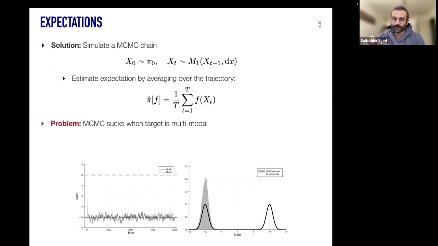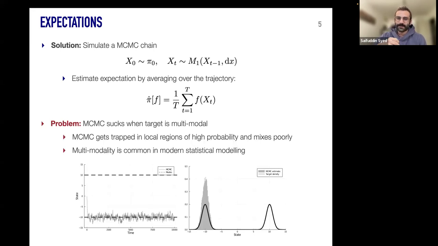MCMC works really well for understanding the local structure of a mode, but it has a really hard time traversing between modes. Multimodality is a fundamental problem that occurs in modern statistical inference problems, so these MCMC chains, if you just run them naively, get trapped in local regions of high probability, and they basically lead to poor mixing. And in practice, we don't know how bad this is going to be, because we just run these trajectories, and it can trick us into believing that we've converged, but in reality, we've missed a huge chunk of our distribution. In practice, we also don't know where these different regions are. So if we miss them, we're completely out of luck.